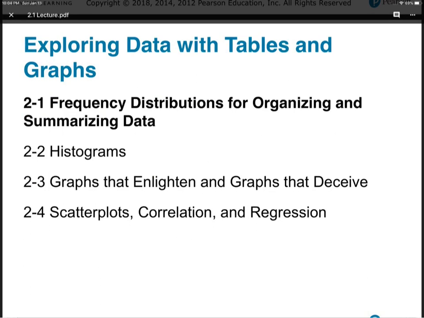So this chapter, chapter 2, is all about how do you display a bunch of data in a way that's meaningful for people. Do you know what I mean by that? How do you have a bunch of scores be meaningful?